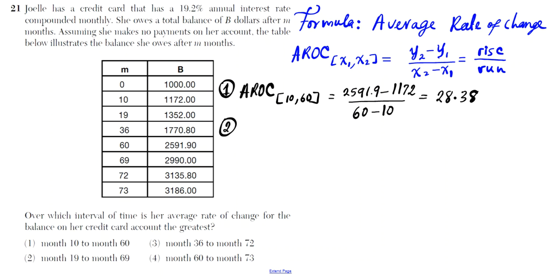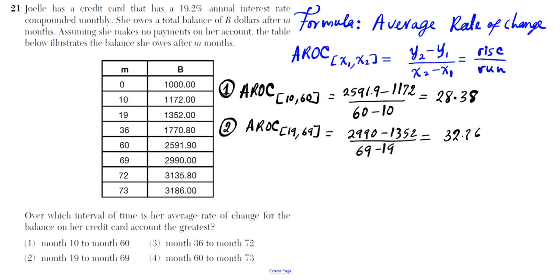For option 2, we're going to look for the average rate of change from 19, that's x1, to 69, that's x2. So x2 minus x1 goes on the bottom. The output for 69 is 2990, and for 19, the output is 1352. So that's y1, 1352, because we have y2 minus y1. When you find the quotient, you get 32.76.